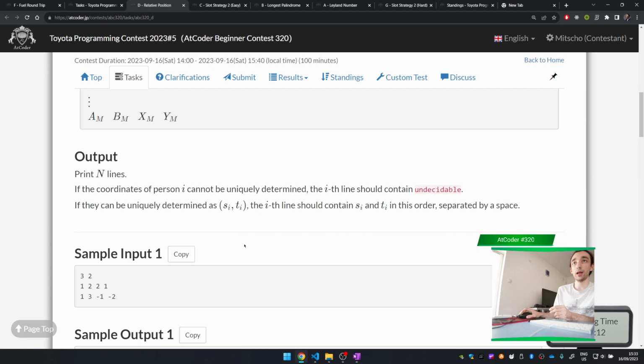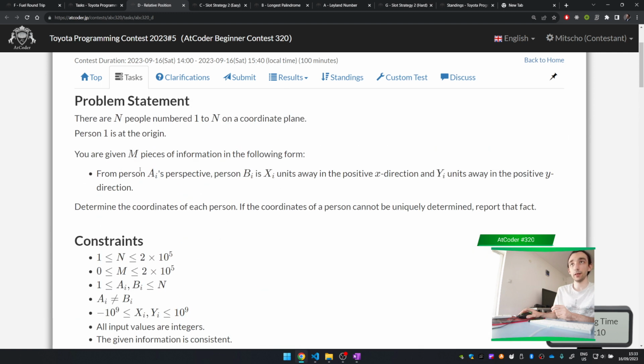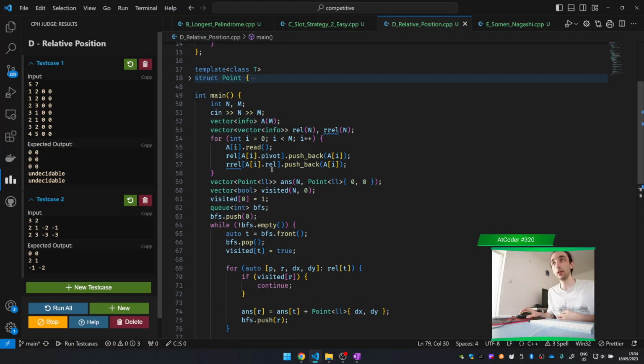But you have to remember that A_i and B_i can also be swapped, so you have to test from the perspective of A_i to B_i, but sometimes the other way around is needed as well. So what I do here is I have a relation, one that is from the pivot's perspective, so from A_i's perspective, and then there's the reverse relation that's from the B_i perspective.